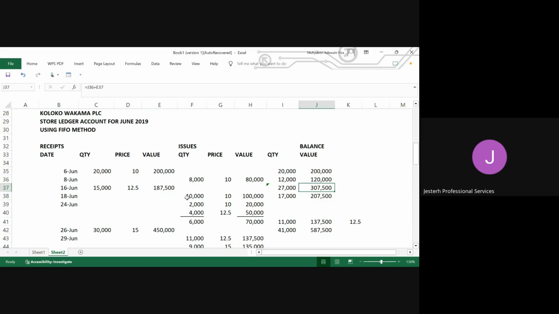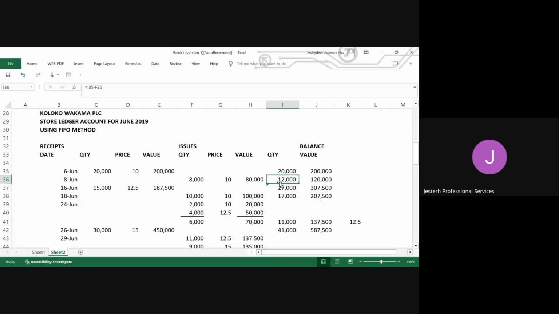And the formula says we need to consider our old stock first. Now, before we consider this 15,000, we need to consider this 12,000 that we still have left from the old stock. Now we issue out 10,000 from this 12,000 of the old stock. It means from our old stock, which is the one we brought in on the 6th, we still have 2,000 left in the store.